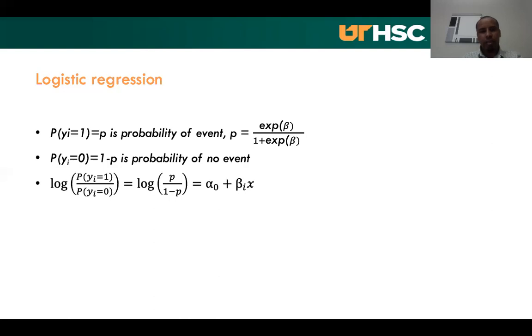And this division is called odds. This is very important. So the division of the probability of an event by the probability of no event is called odds. So in logistic regression, we have the log odds of an event equals the alpha or the intercept plus the beta coefficient of the predictor variables.